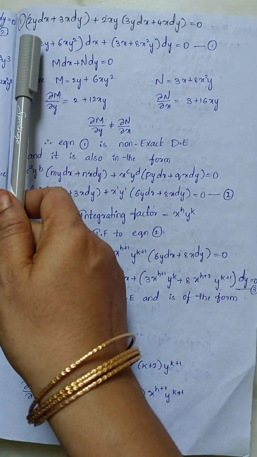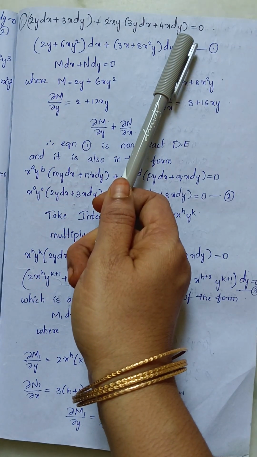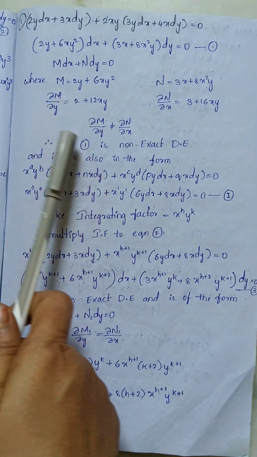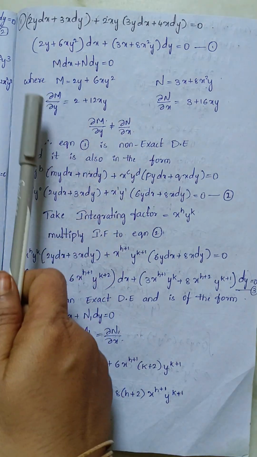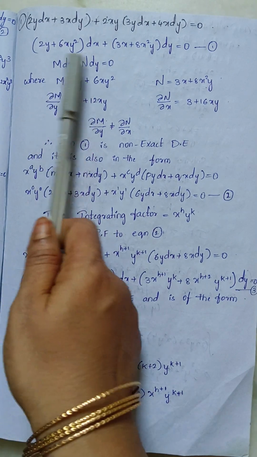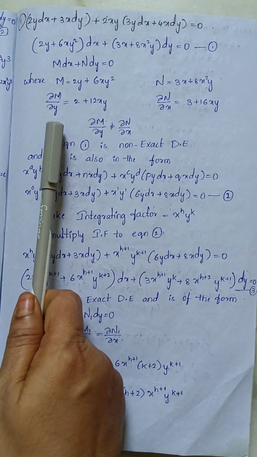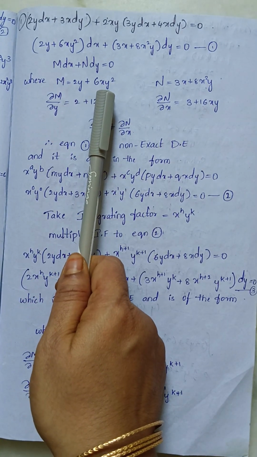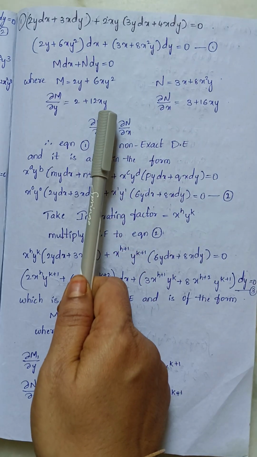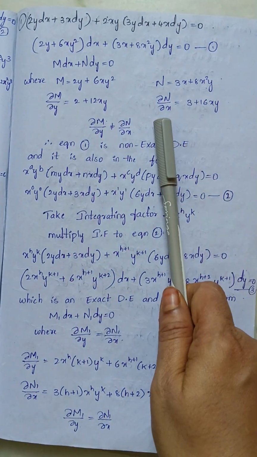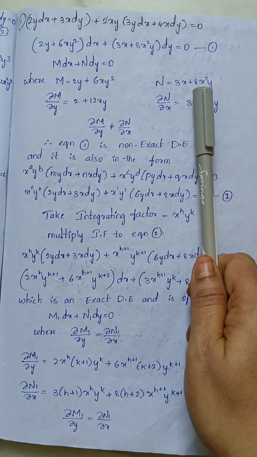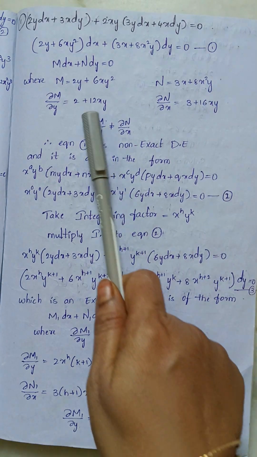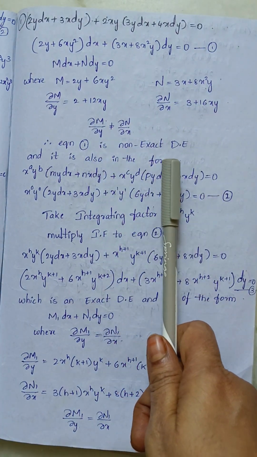Now see one problem. Suppose the question is like this. First of all we need to check whether it is an exact differential equation or not by taking ∂M/∂y and ∂N/∂x. Here, ∂M/∂y: with respect to y, 2y has derivative 2, and x is constant, so 6x is constant, and y² has derivative 2y, so 2 times 6 is 12y, giving 12xy. Similarly, with respect to x, 8y is constant and this is 2x, so 2 times 8 is 16xy. Both are not equal, that's why it is a non-exact differential equation.